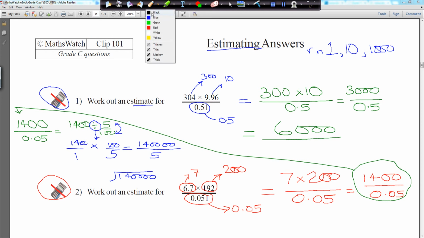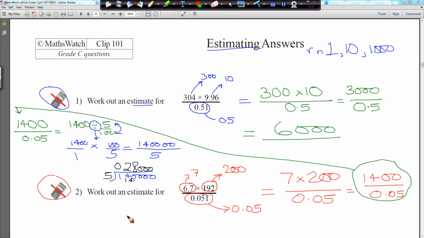Let's go for the next one. So divided by 5. 1, 2, 3, 4. 5 goes into 1 zero times, remainder 1. 5 goes into 14 2 times, remainder 4. 5 goes into 48 times. And 5 goes into 0, 0 times. So the answer becomes 28,000.